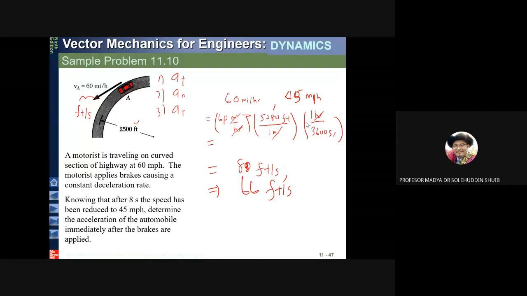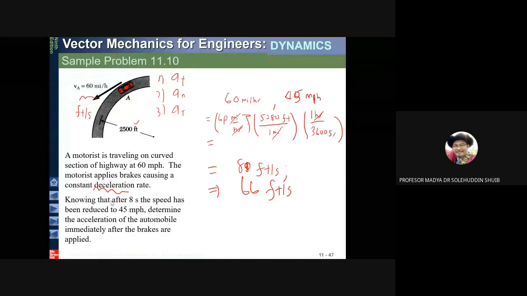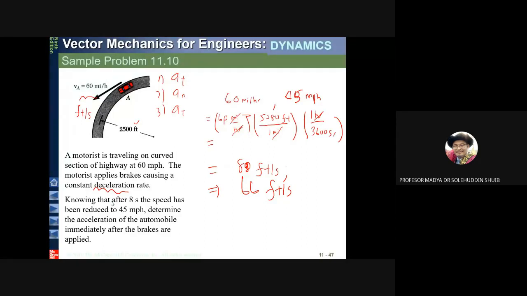What's the information that we have in this problem? It's mentioned that the motorist decelerates, meaning the automobile slows down at a constant rate. So we have to find the average acceleration.